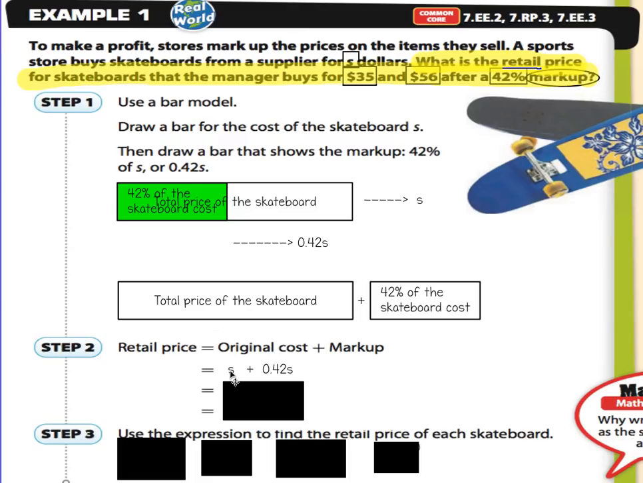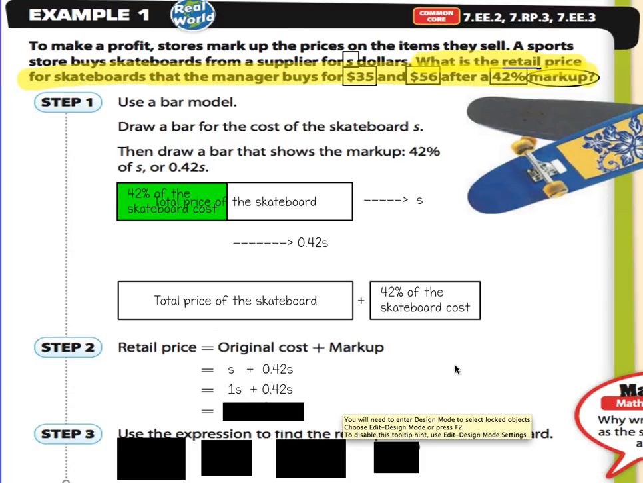Now, because it's only one skateboard, S is the same thing as 1S. We can say that these two are exactly the same expressions, except instead of just having S, we have 1S, because 1 times S equals S. So now I can add these two things together, and I know that 1 plus 42 hundredths is equal to 1 and 42 hundredths.